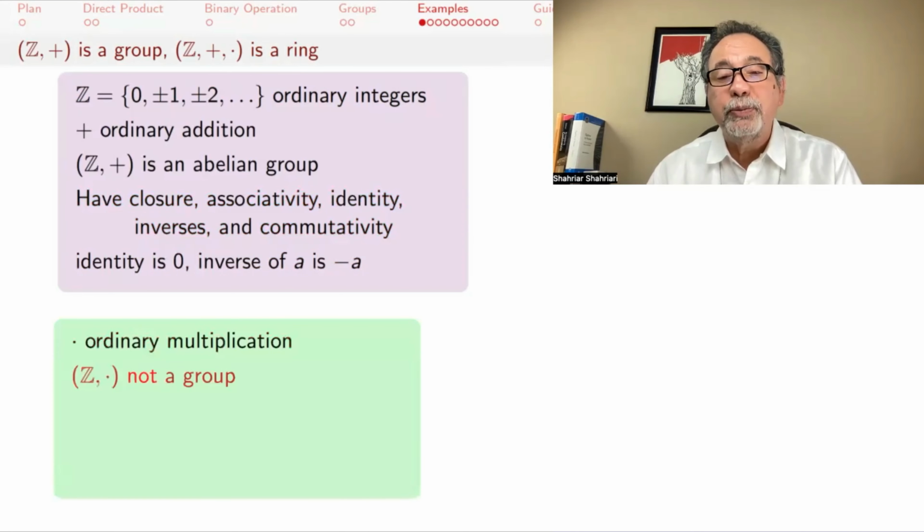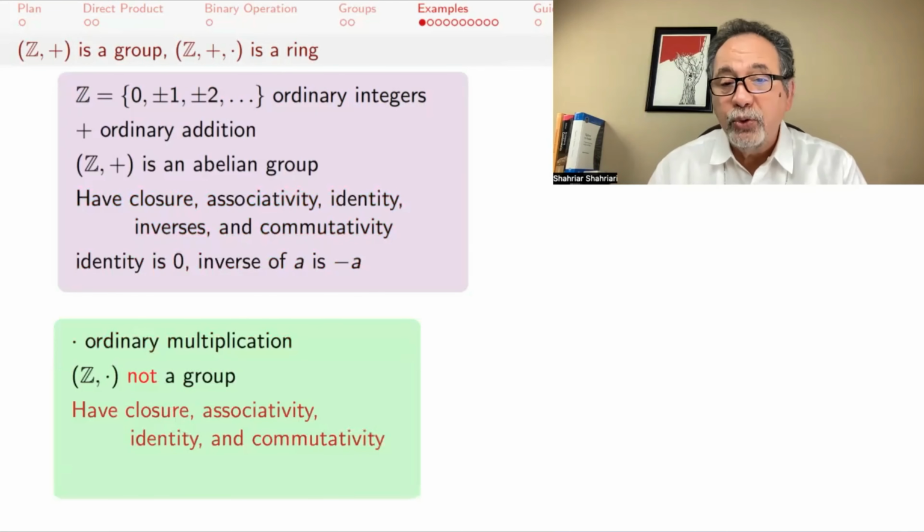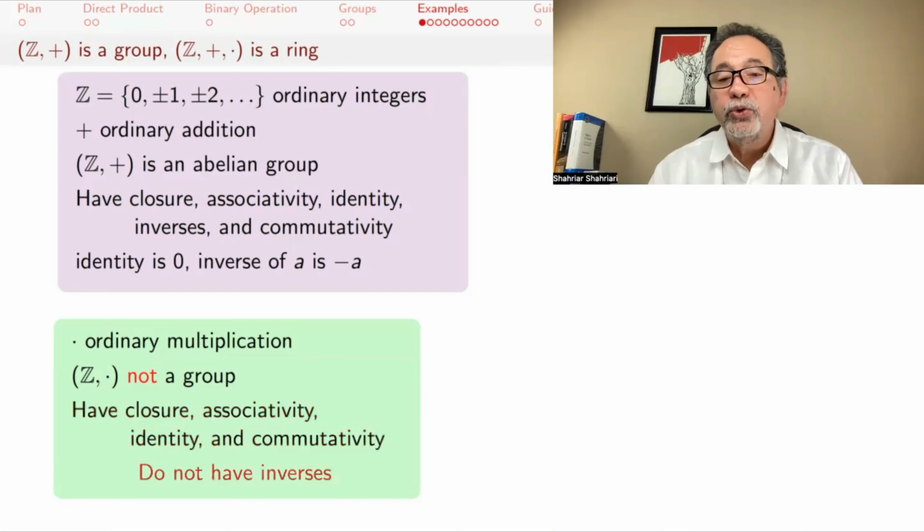The integers with multiplication is not a group. You do have closure, you do have associativity, you have an identity. The identity is 1. If you multiply 1 by anything, nothing happens. You get that other element back. And you do have commutativity, but you do not have inverses.